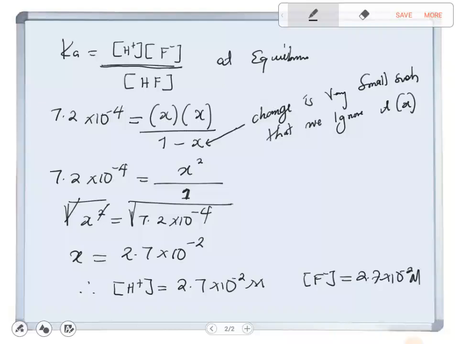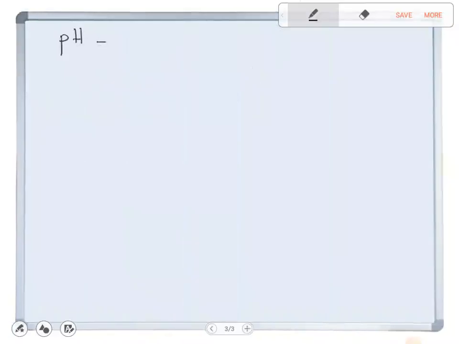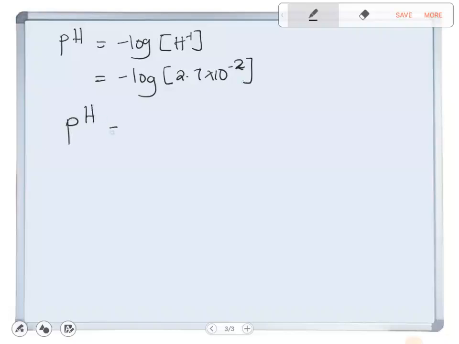But we are only interested in the hydrogen ion to give us the pH. All right. So the pH is therefore equal to negative log of H plus. This one is 2.7 times 10 to the negative 2. So what do we get? Punch this on the calculator. You should be able to get this as a pH.